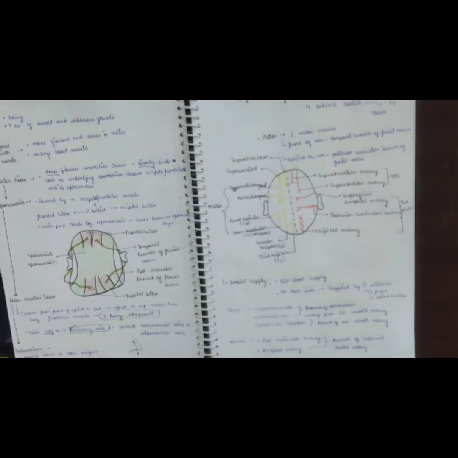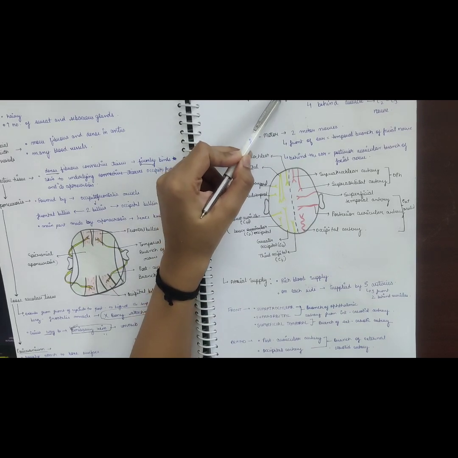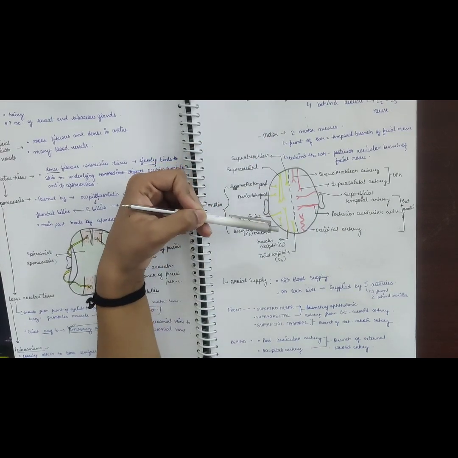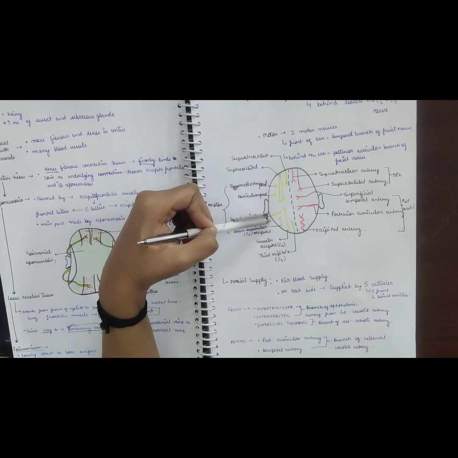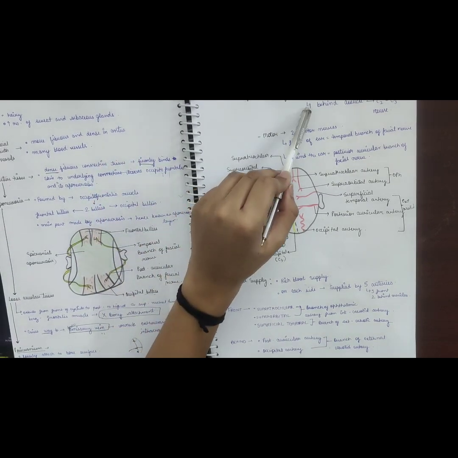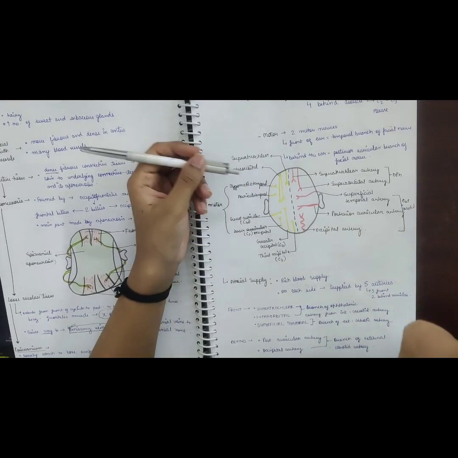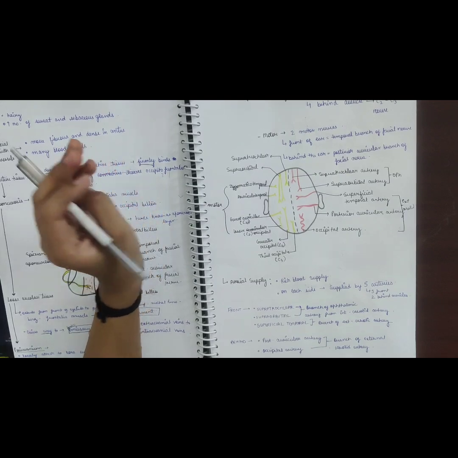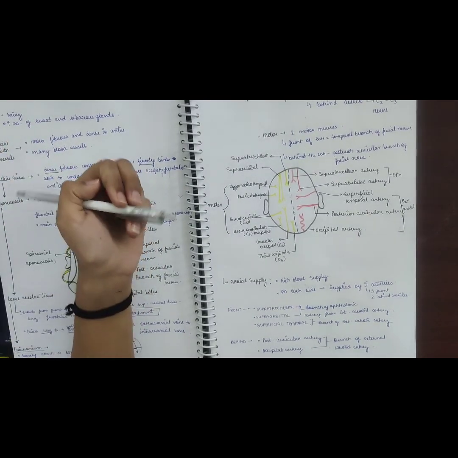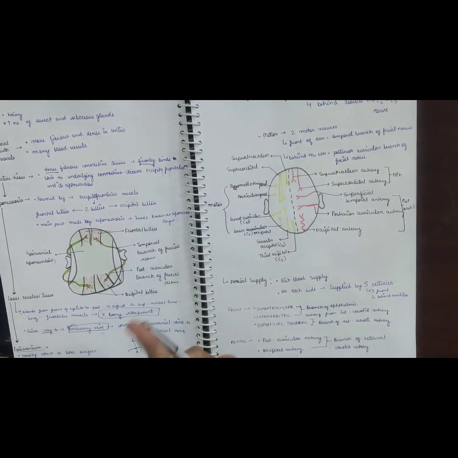So we have divided the nerve supply into 2 parts, and the sensory nerves are further divided into 2 parts, anterior to the auricle and posterior to the auricle. The nerves anterior to the auricle are from the trigeminal nerve, and the nerves behind the auricle are from C2, C3. On the anterior of the auricle we have supratrochlear, supraorbital, zygomaticotemporal and auriculotemporal.